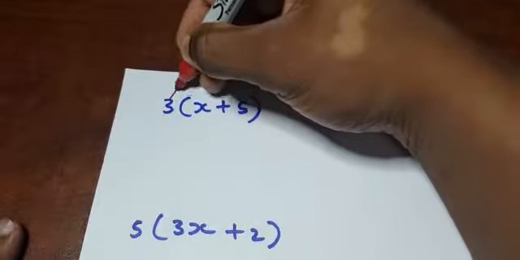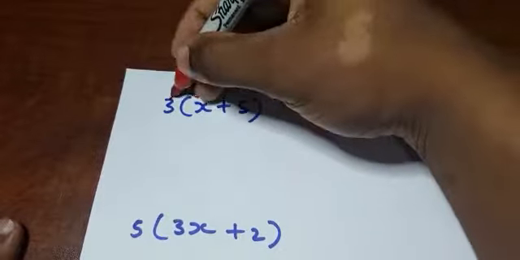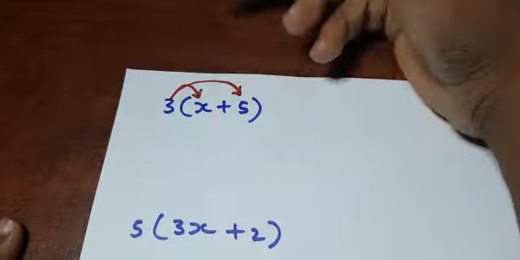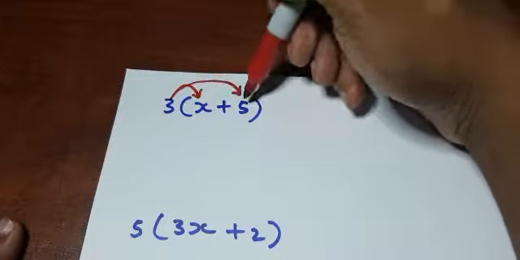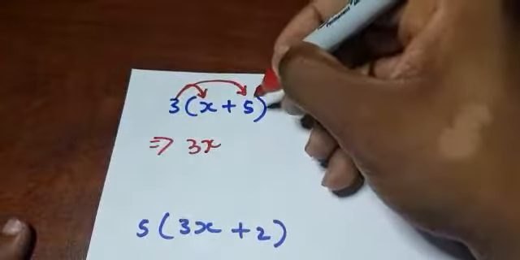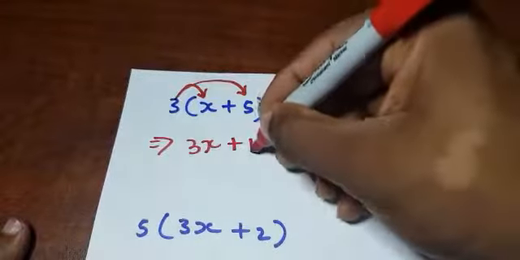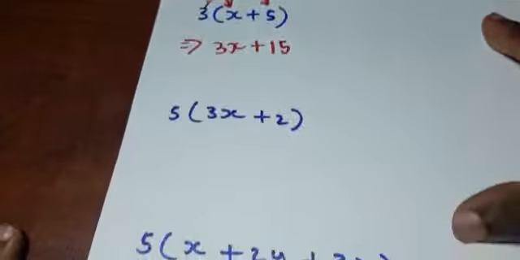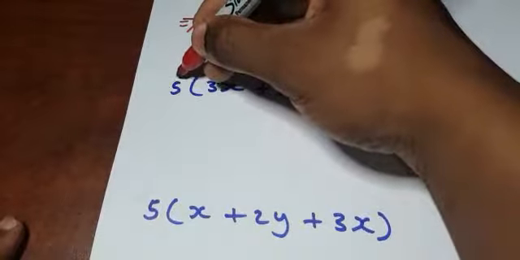So how it works is that you distribute the number outside the bracket to these other 2 terms here. So first, 3 times x is 3x. 3 times 5 is 15, so this is a positive 15. And that's it. The next problem here, same concept.